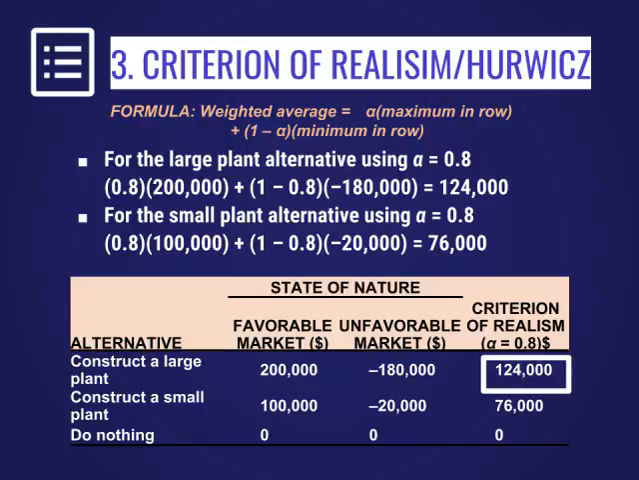After which, we select the alternative with the highest value, which is $124,000. Thus, our decision would be to build a large plant.